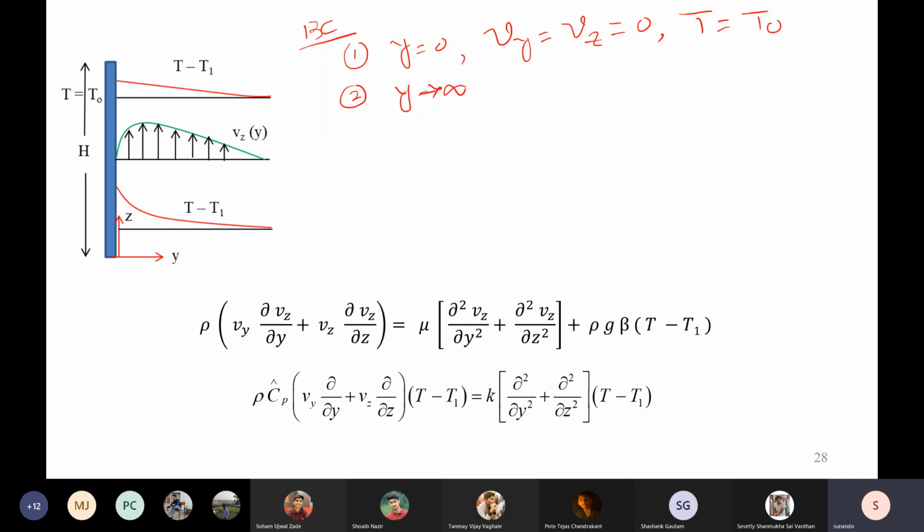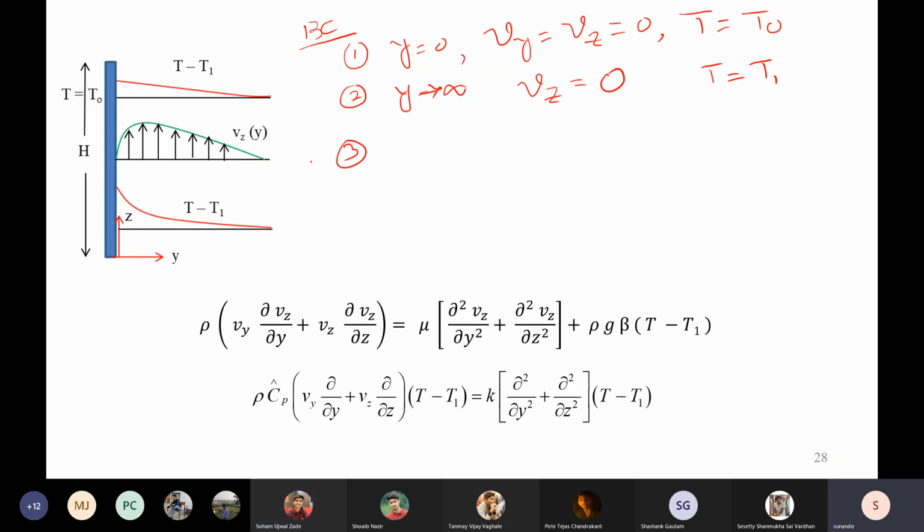As y tends to infinity, what can you say about the conditions that you would expect? What is going to be the value of Vz? What is going to be the value of T? The value of T is obvious. It's simply going to be T1. And what is going to be that of Vz at a point far from the plate? 0.